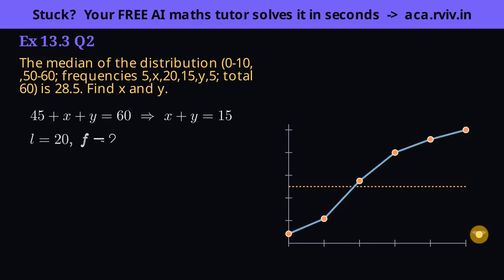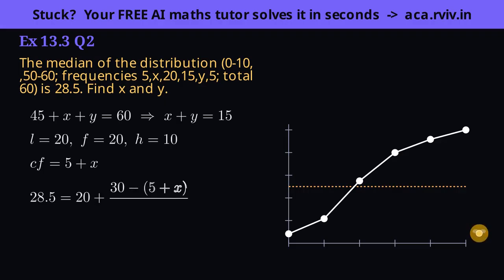28.5 lies in the class 20 to 30, so that's the median class. Read off its lower limit, frequency, and width. The cumulative frequency just before the median class carries the unknown x. It's 5 plus x. That's how the median information gets a grip on x. Substitute everything into the median formula, but now with median known and x unknown.